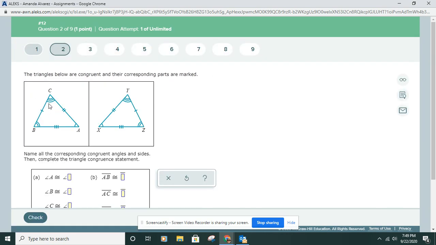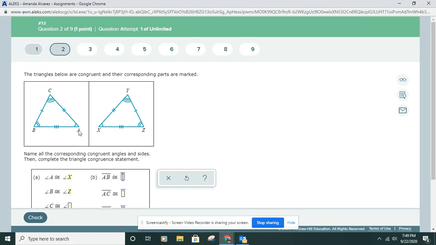All right, this one, you're just seeing that these two triangles are congruent and their corresponding parts are marked. So basically you go through the angles A, B, and C, and match them up according to the arcs with which letter corresponds in the other triangle. So for example, angle A has one arc, angle X has one arc. So X goes there. And then B, you guys should be able to get it by then. So it is Z, and then you can do that one.